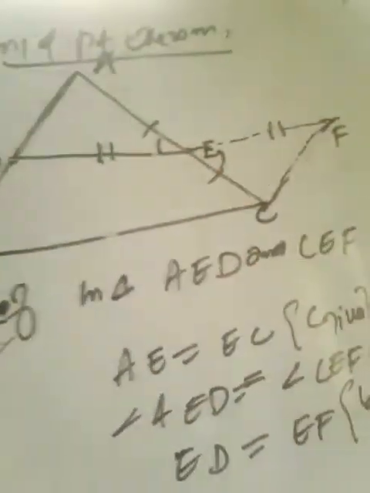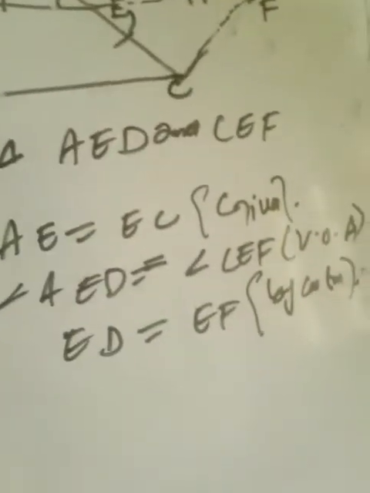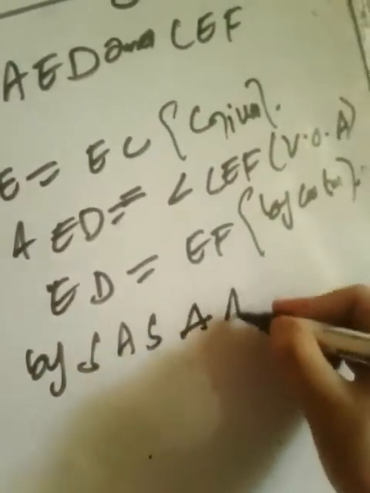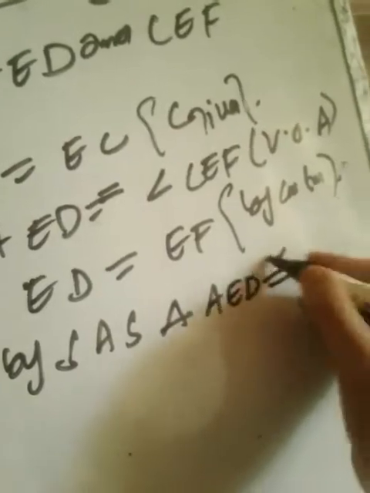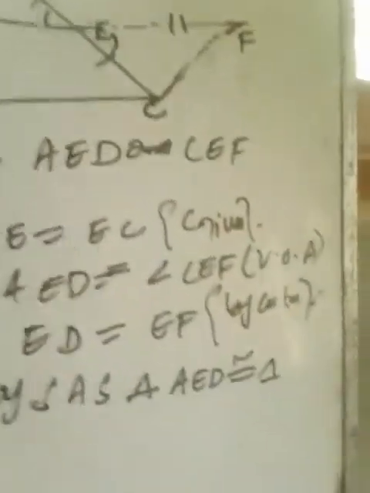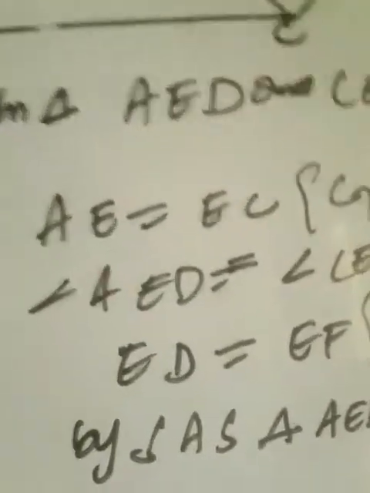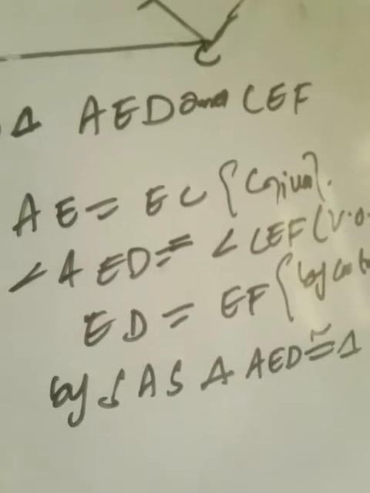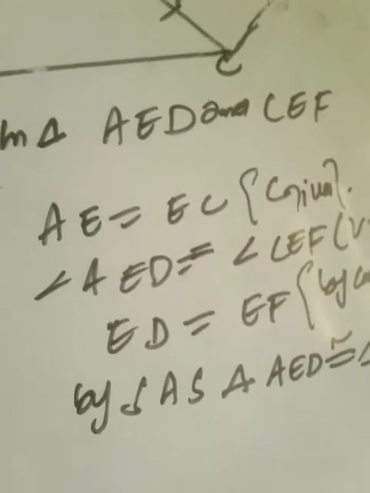So let us check the criteria. It is side and included angle, so it is by SAS. By SAS, triangle AED is congruent to triangle CEF. The concept of congruence is very important.